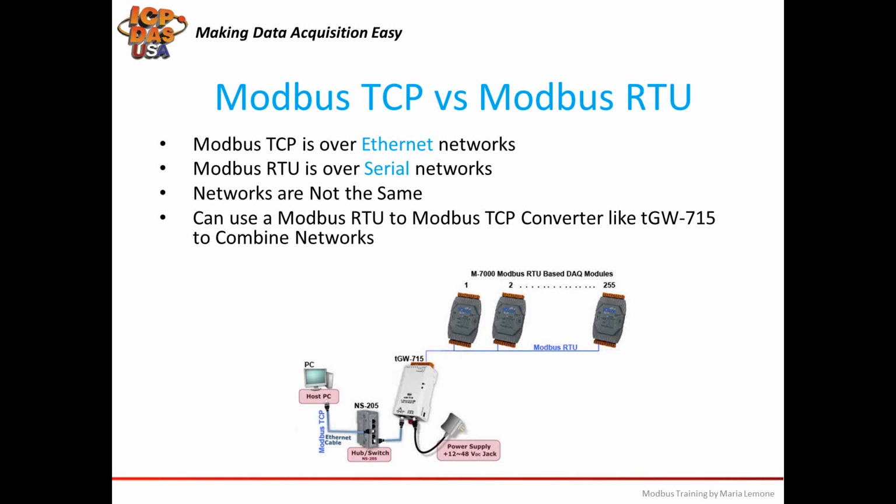Modbus TCP communicates over Ethernet networks. Modbus RTU communicates over serial networks. These two networks are not the same.